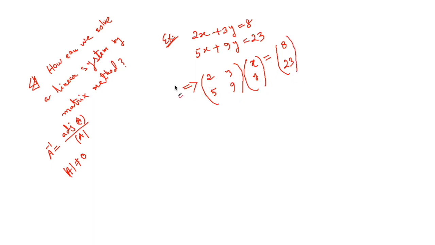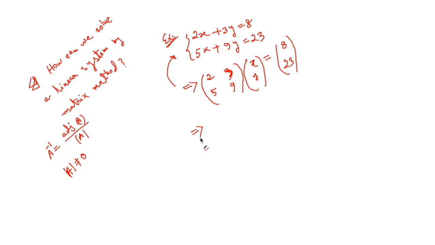Now you can go back from here to here by just multiplying this. You see, 2x plus 3y equal to 8. You will get the first equation. And 5x plus 9y equal to 23. You will get the second equation. So a linear system we can write in matrix form like this.